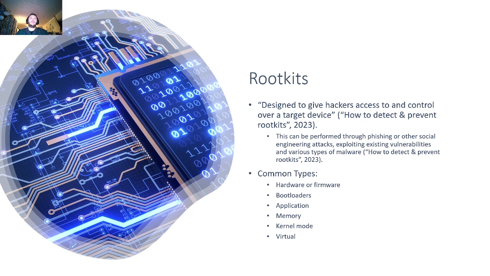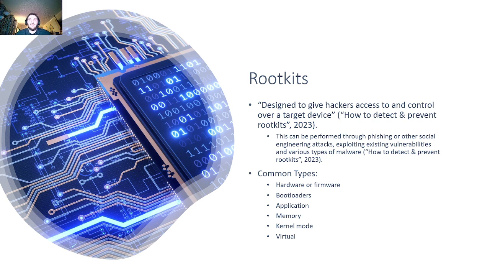So rootkits are designed to give hackers control of a target device. It can be performed through various social engineering attacks. One of the most common ones is phishing, and other types of malware. Common types of this are hardware, firmware, bootloader, application, memory, kernel, and virtual. So for the hardware, it's just rootkits that affect your BIOS, hardware, software. So BIOS, hard drives, routers, anything like that.